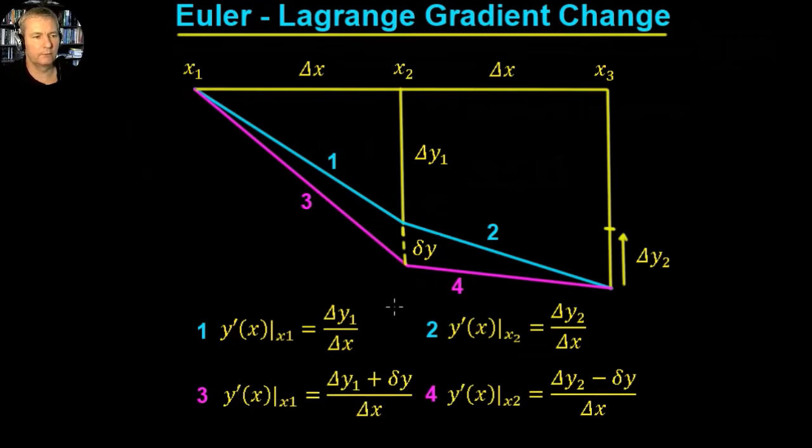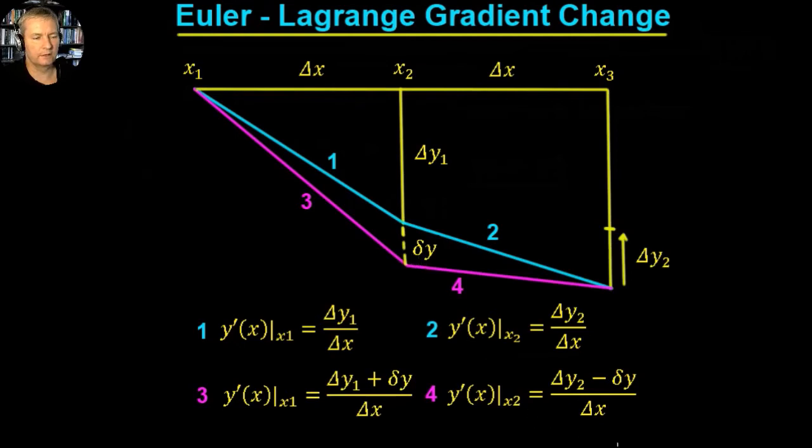Okay, so now we can also look at the value 4, and we can say again the run here is still the same, it's just our delta x, and the rise now, well, it's this little height here. This little height here is just going to be given by our delta y2 minus the value of delta y, and that just gives us this little height.